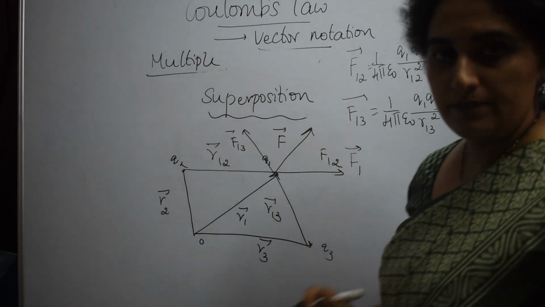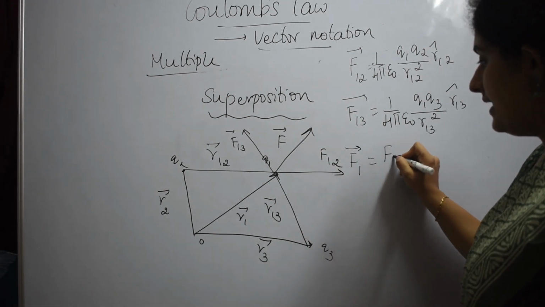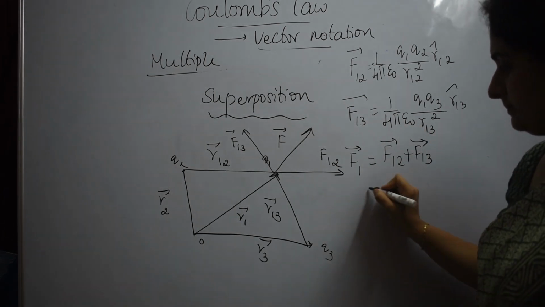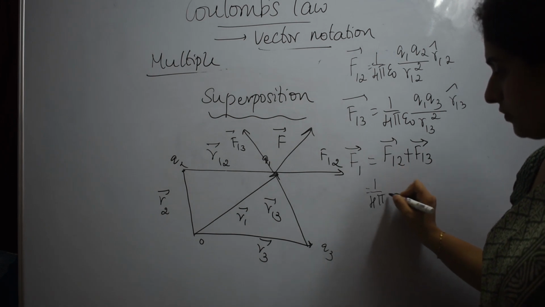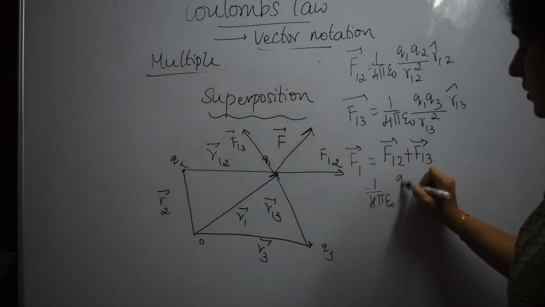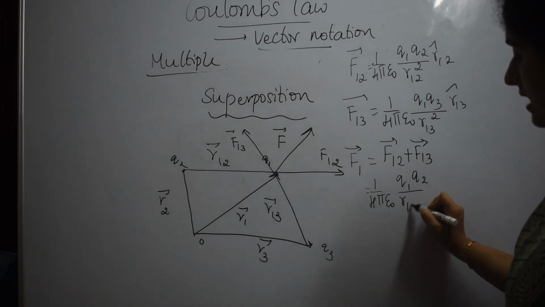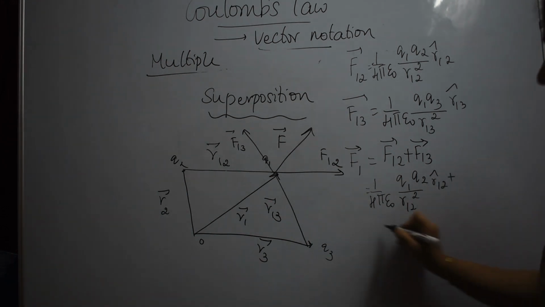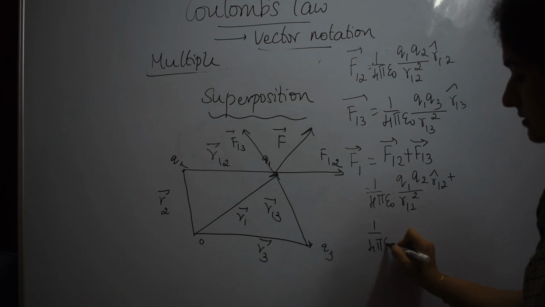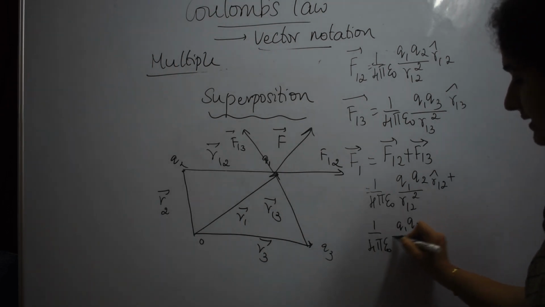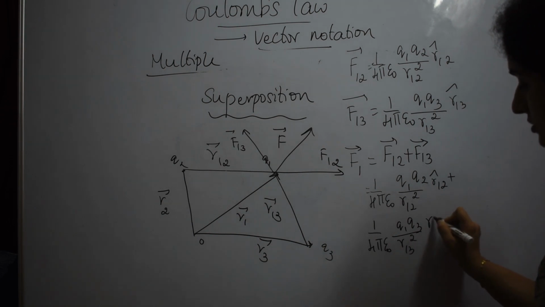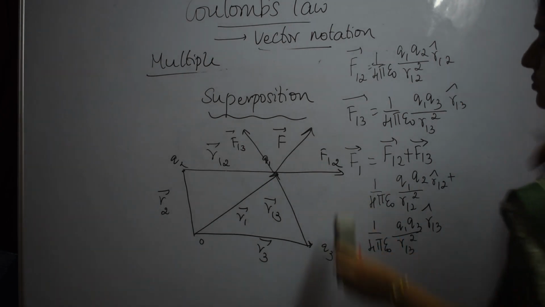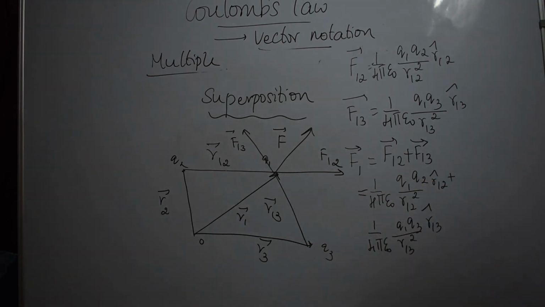You have to add this one, addition of forces. So it is nothing but F12 plus F13 in vector notation. It is 1 by 4 pi epsilon naught Q1 Q2 divided by R12 square into R12 cap plus 1 by 4 pi epsilon naught Q1 Q3 divided by R13 square into R13 cap. So this is the total force due to Q1 and Q3.